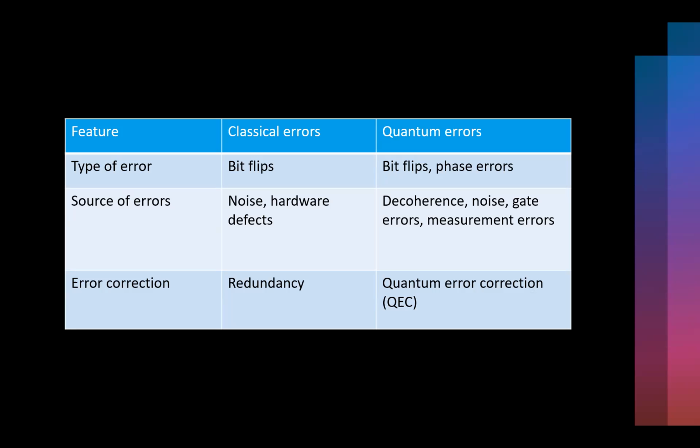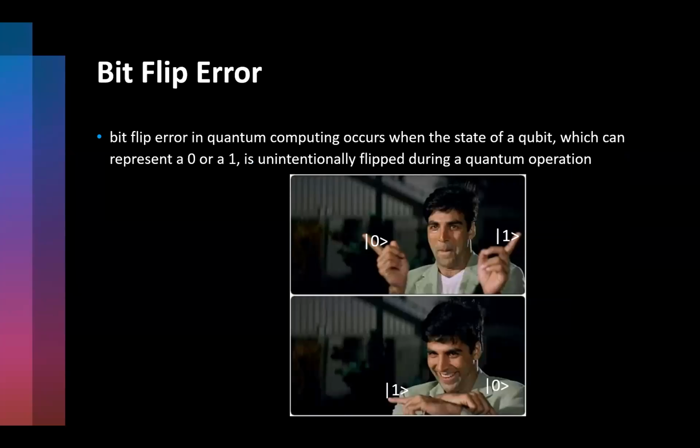How do we correct it? In classical, we correct it through redundancy. In quantum, we have quantum error correction codes. We take help from those and then try to correct the errors. So first we discuss bit flip errors. So what are bit flip errors?